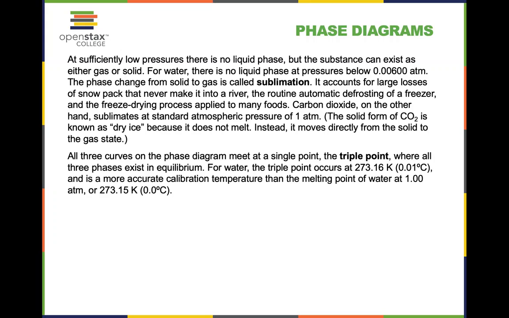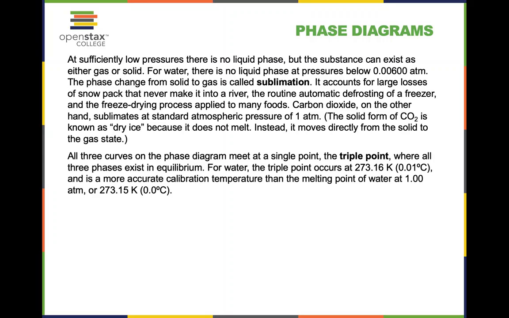Carbon dioxide, on the other hand, sublimates at the standard atmospheric pressure of 1 atm. The solid form of CO2 is known as dry ice because it does not melt. Instead, it moves directly from a solid to a gas state.